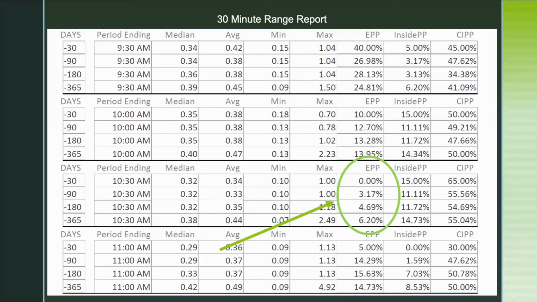Let's take a look at the period ending 10:30 a.m. on this chart. We see that in the past 30 days, at least as of this chart, it was never an encompassing bar, meaning it went out, touched one side, and never went back down to the opposing side. But if we look at longer term, it was a little over 3% of the time in the past 90 days, a little less than 5% of the time in the last 180 days, and a little bit over 6% of the time over the past year.